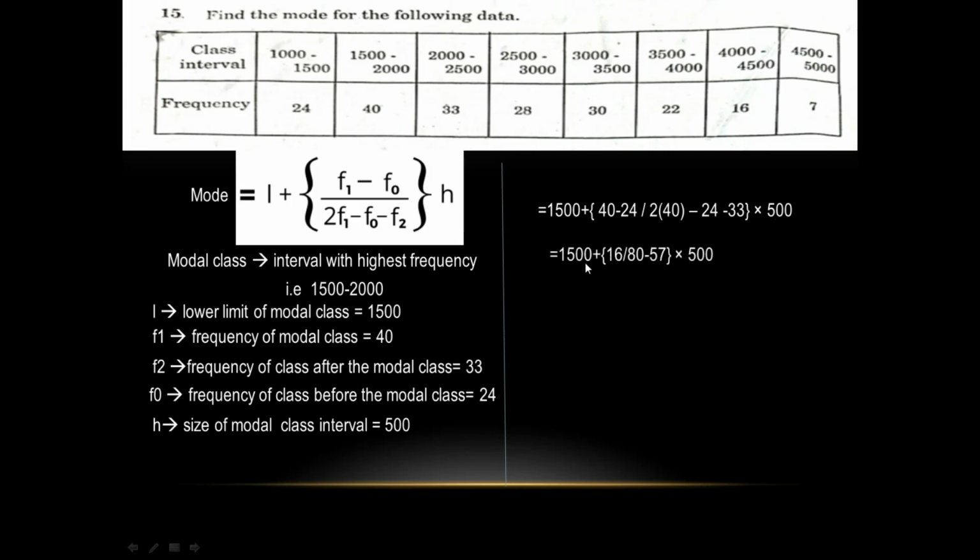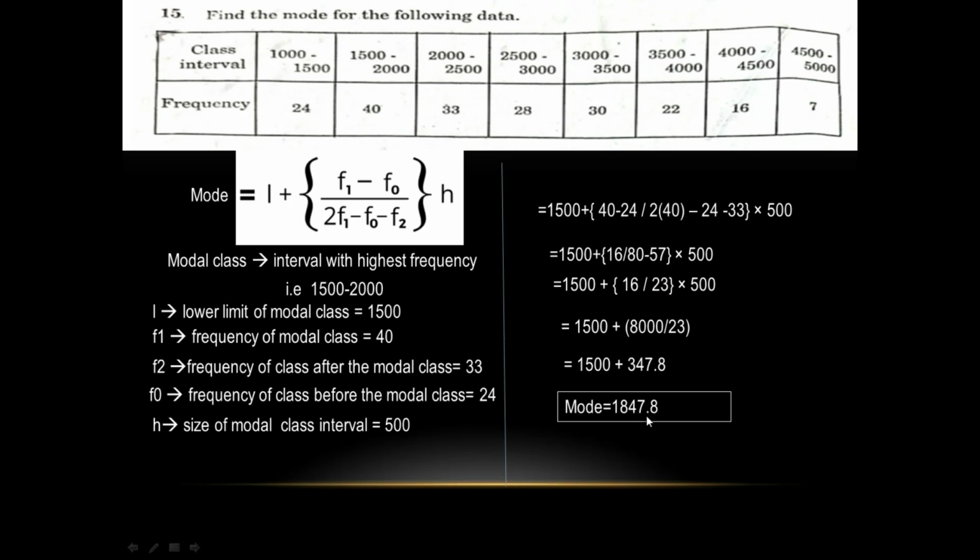Okay. Then in next step, 1500 plus 40 minus 24 is 16. Then 2 into 40, it is 80. Then minus 24 minus 33 is minus 57, so 80 minus 57 is 23, into 500. So in next step, we get 1500 plus 16 divided by 23 into 500. So we have multiplied this 500 with 16 in the next step. So we get 1500 plus 8000 divided by 23. So we have divided 8000 by 23. So we get 347.8. So we have to add these two. 1500 plus 347.8. So we get mode is equal to 1847.8.